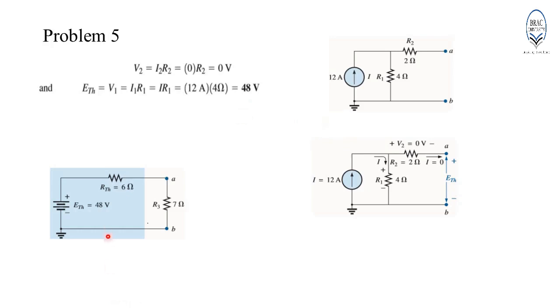Hence, the final step will be to redraw the Thevenin network with the resistor R3, which was removed at the first stage. Hence, E Thevenin equals 48 volts, R Thevenin equals 6 ohm, and R3 will be equal to 7 ohm.